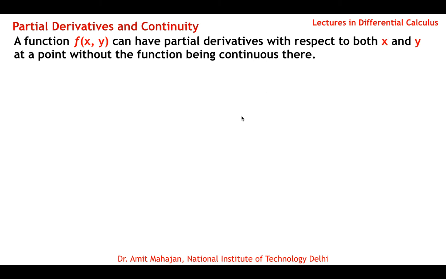So both partial derivatives with respect to x and y can exist even when the function is not continuous at the point. Okay, say for example, to show this, let you have a function which is 0 when the product xy is non-zero, and 1 when the product xy is 0. Okay, so along the x-axis and y-axis the function value is 1, and for every other point which is not on the axis, the function value is 0.